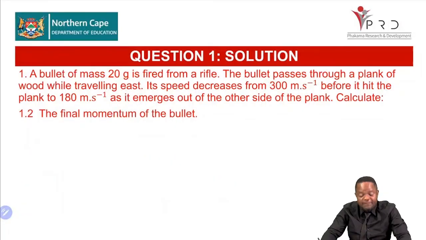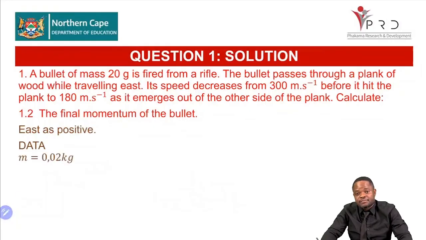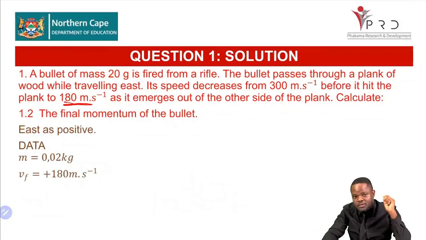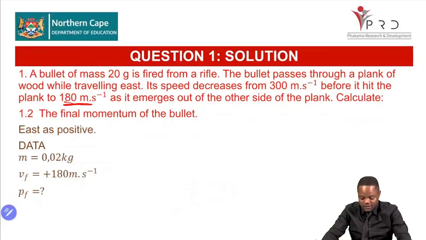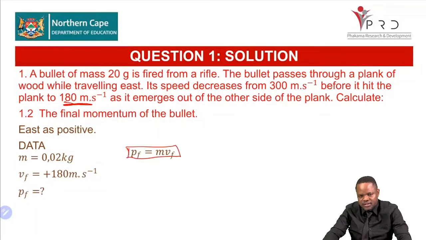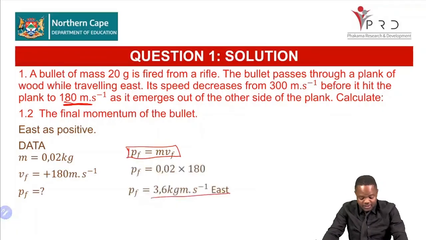And then the second part, the final momentum of our bullet, right? And we're saying our east is positive, and therefore our mass is still the same, 0.02 kilograms. Our final velocity is 180 meters per second. It's positive because it is still in the same direction, that is east. And therefore our PF, that is our final momentum, mass times final velocity, which gives us 3.6 kilogram meters per second east, and this is positive. All right, that's how we get our final momentum.